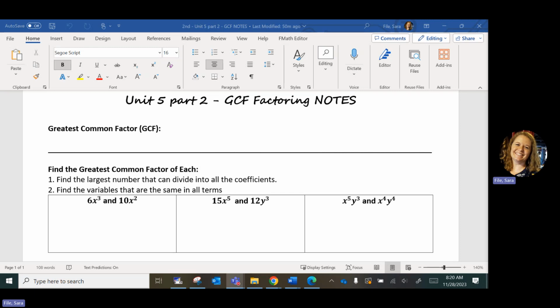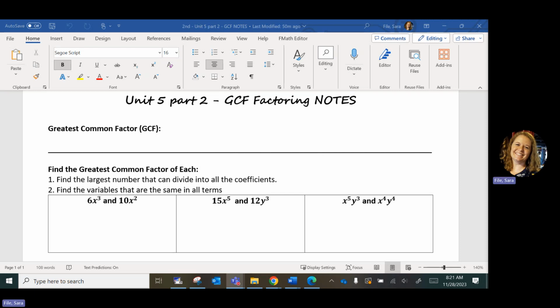Greatest common factor. So did anybody want to share what they thought or remembered that means? What is a greatest common factor? What is a factor? If I asked you for the factors of 6, what would you tell me? 2 and 3, or what else? 1 and 6. Those are factors.